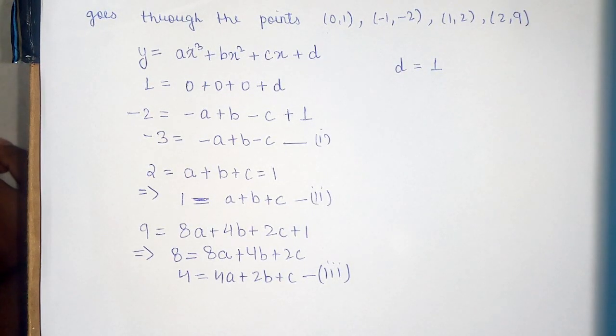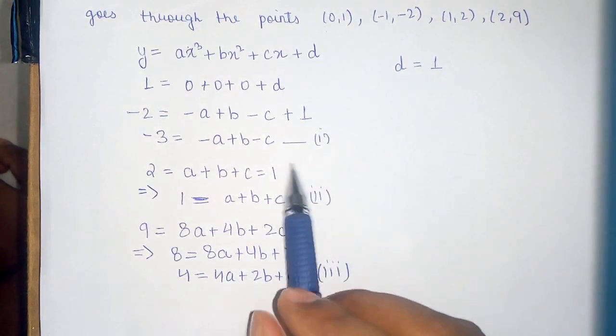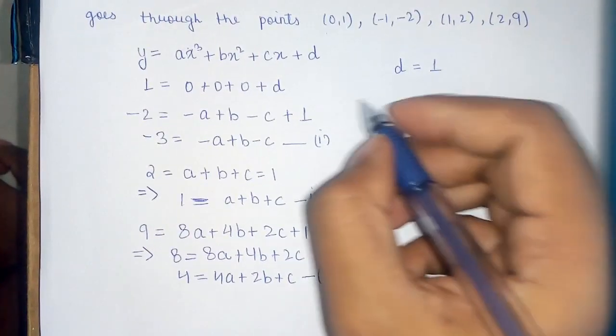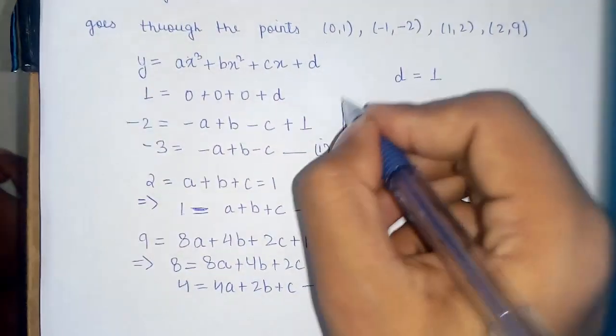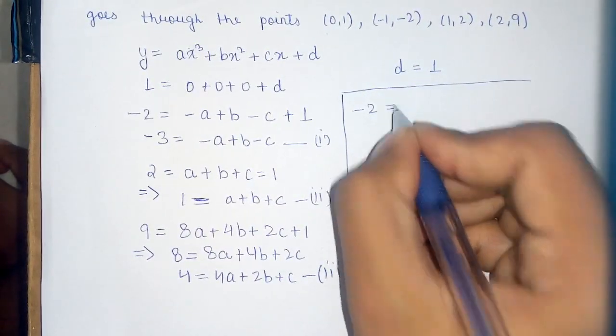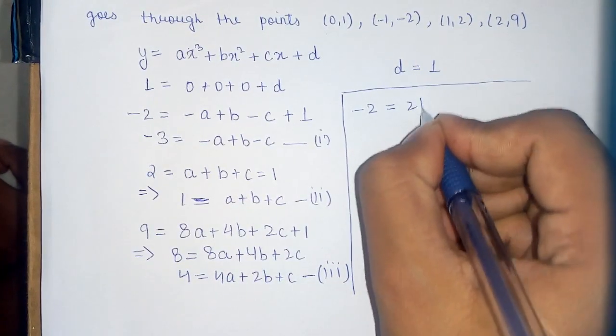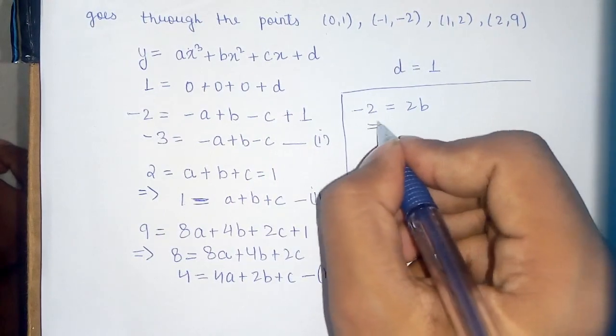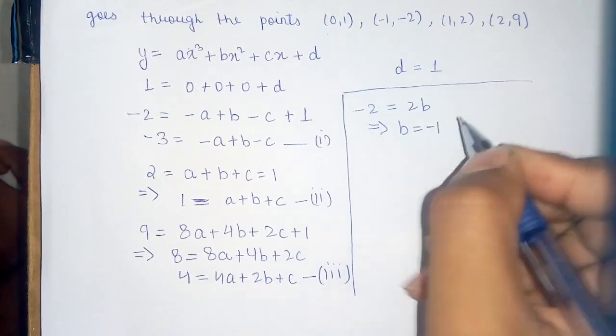Now we have to find 3 unknowns a, b and c. So let's first add equation 1 and equation 2. We have minus 3 plus 1, which is minus 2, equals a cancels, c cancels, 2b. So we'll get b to be minus 1.